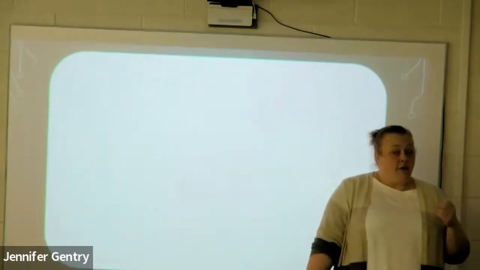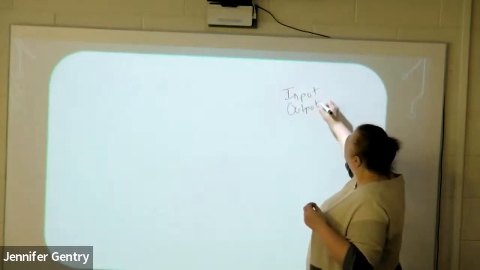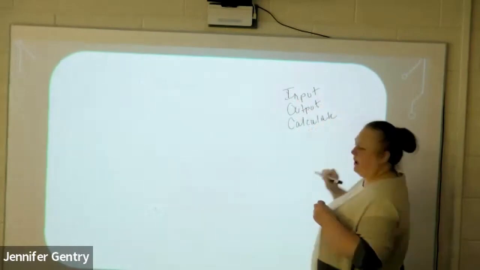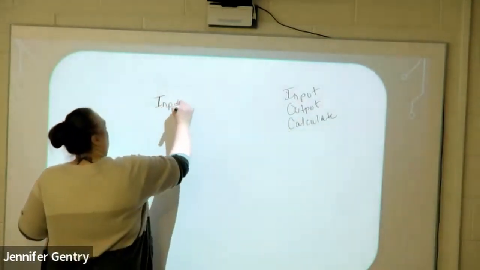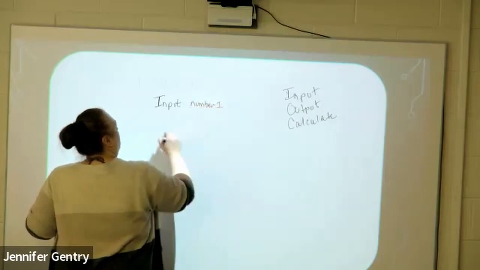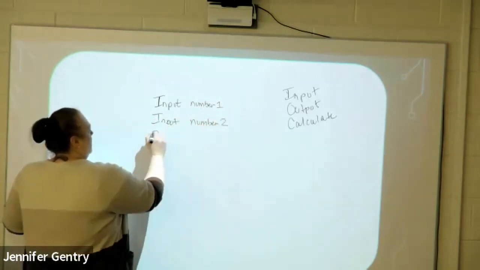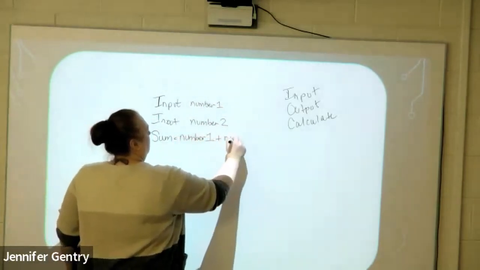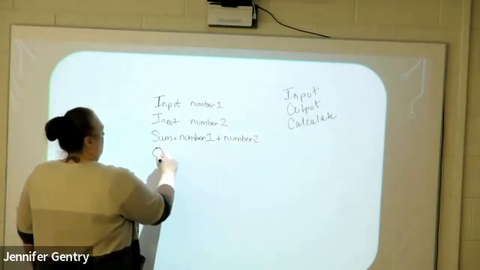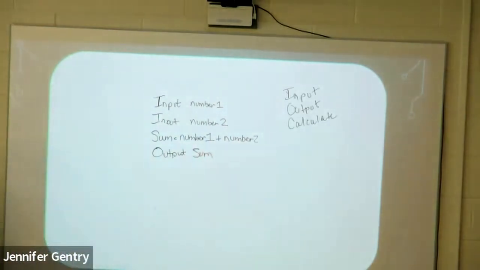Most of the time, you will have a few words to start. Input, output, calculate. Okay, when it comes to pseudocode. So say input number one, input number two. My sum equals number one plus number two, output. I really should have made my variable names a lot shorter. That's pseudocode, right? Take two numbers, add them together, and print it to the screen. Okay?